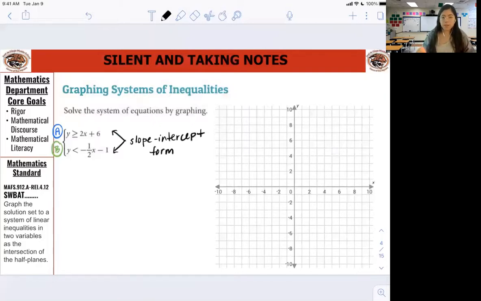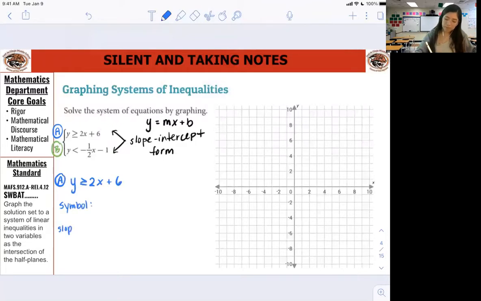Because what does slope-intercept tell you? The slope and the y-intercept, which are the two most important things you need. So we're going to look at both equations, and I'm going to write down all of the important information. I want to know what the symbol tells me. Remember, your symbol tells you if you're shading above or below, and if you have a dotted line or a solid line.